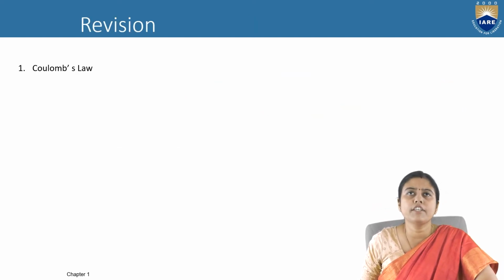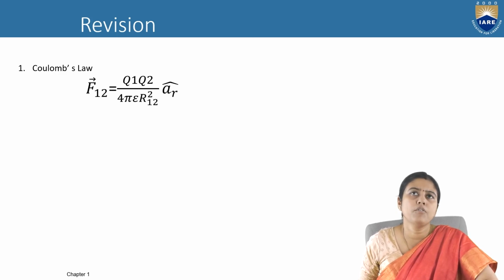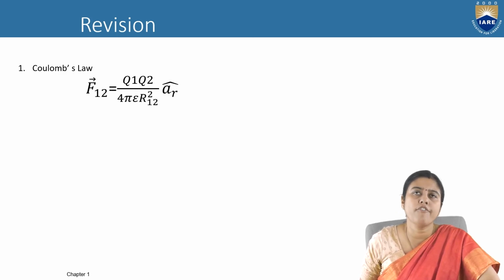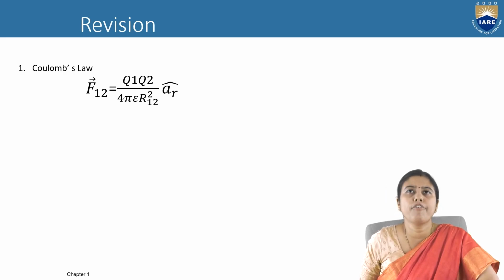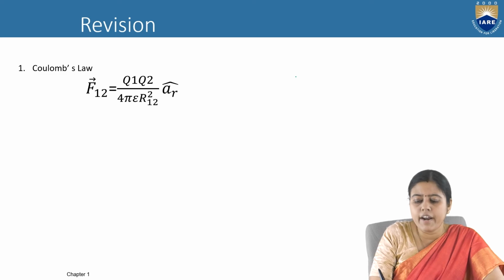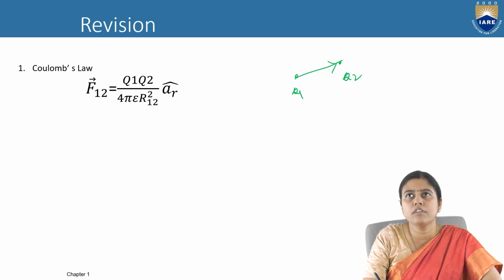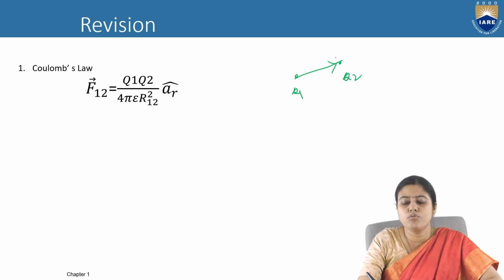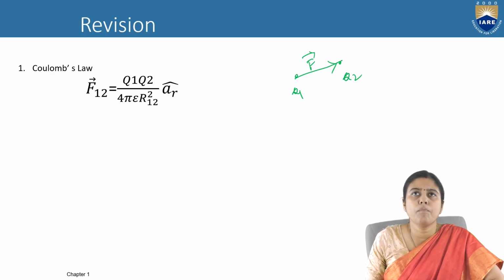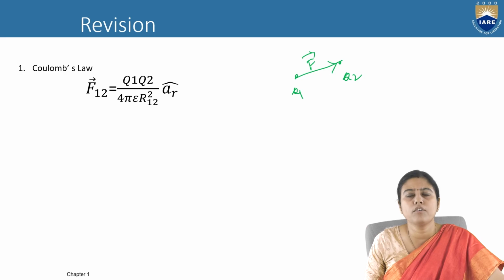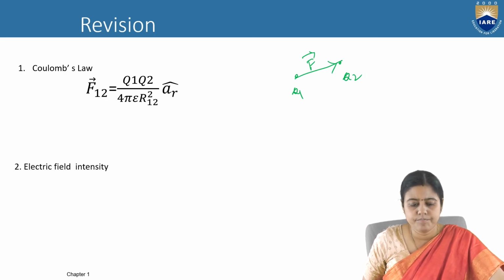So one quick revision, what is Coulomb's law? We know that if there are two charges Q1 and Q2, there will be some force of attraction along the connecting line between these two, and the force F12 is equal to Q1 Q2 by 4 pi epsilon r12 square ar. Ar is the unit vector.